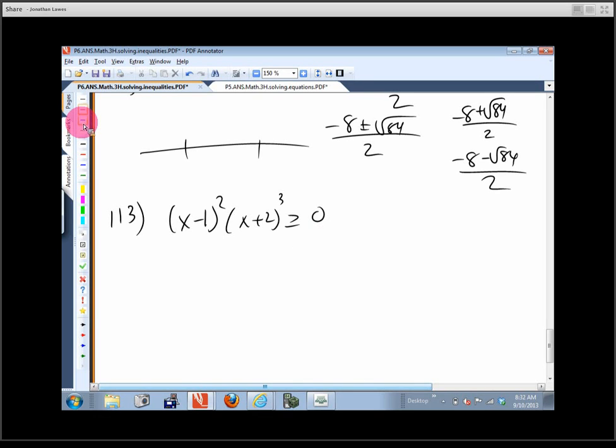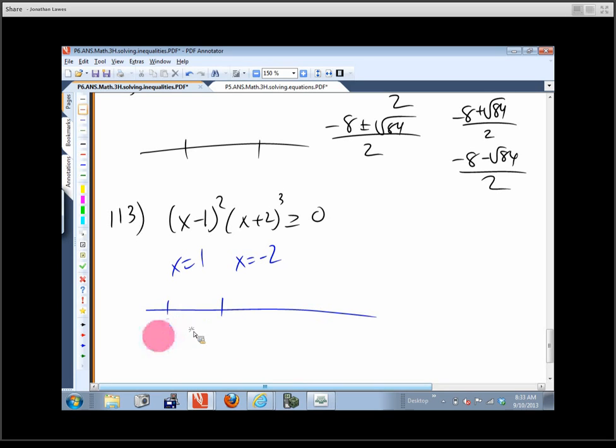All right. Based on what we've talked about today, what would make this equal 0? What would make this one equal to 0? 1. And what would make this one equal to 0? Negative 2. Both of those are part of the answer because they actually make it equal to 0. Okay? So those also serve as our critical numbers. So I've got a 1 and I've got a negative 2.